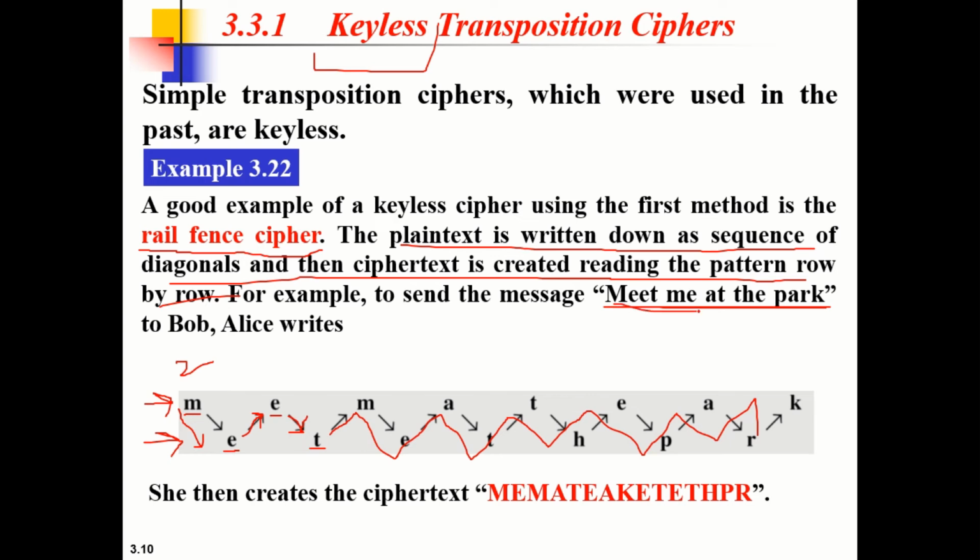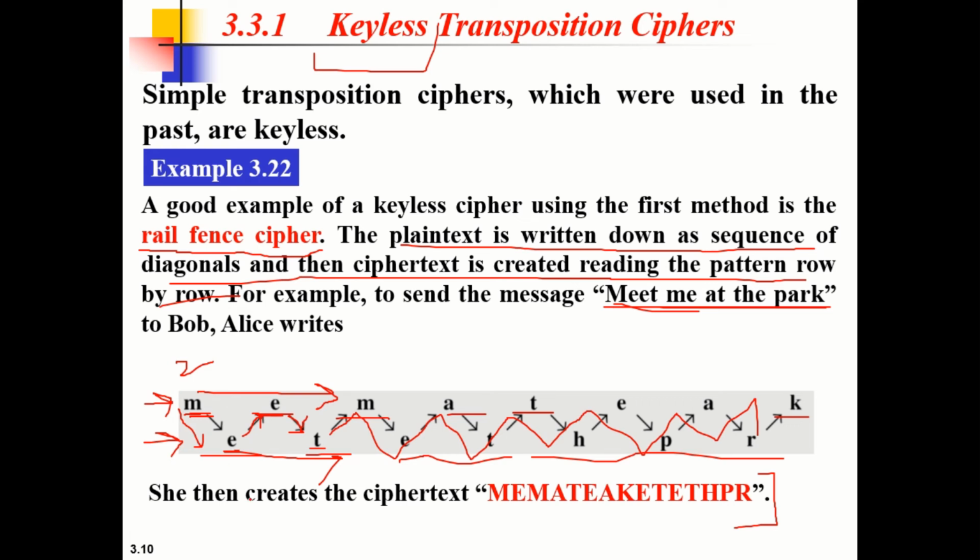So to create the cipher text, or to encrypt the message, how do we do that? We will read this message which we have written diagonally, row by row. So this is one row, and this is the second row. So we will read it row by row. How do you read it? We read M first of all, then E, then M, then A, then T, and up to K. Then you move to the second row, you read E, then T, E, T, H, P, and then R. So this will be the cipher text, right?